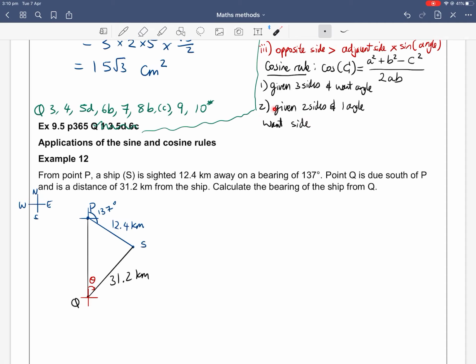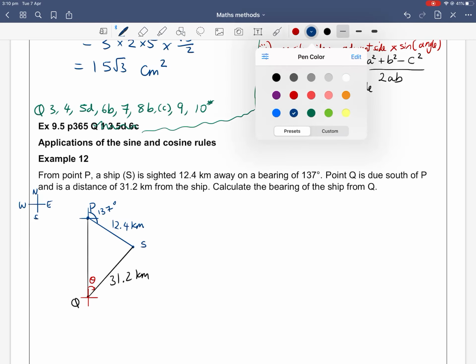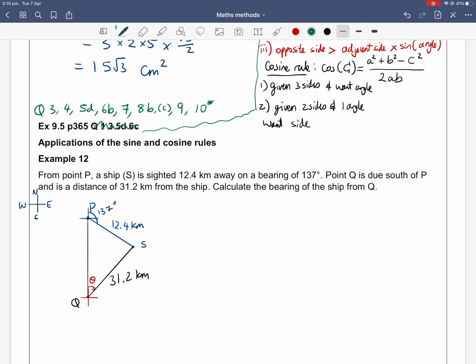Given two sides and one angle and we want a side, well, that doesn't really apply to us. We don't want a side right now, so cosine rule is out the window. It's not a right angle triangle, so SOHCAHTOA is probably useless as well. So most likely we want to use the sine rule. For the sine rule, we look for angles and the corresponding opposite sides. So theta is opposite 12.4, so that's one pair of corresponding angle and side.